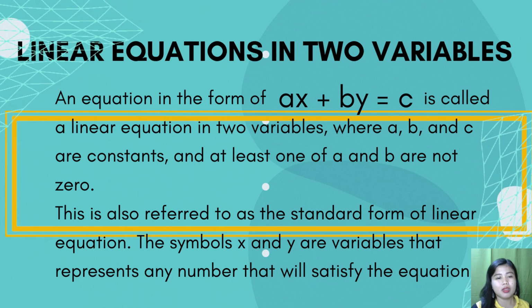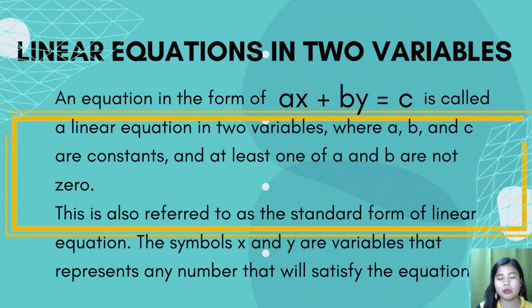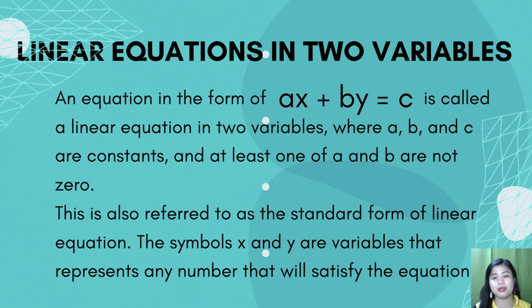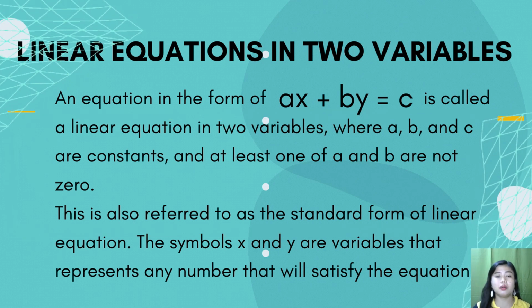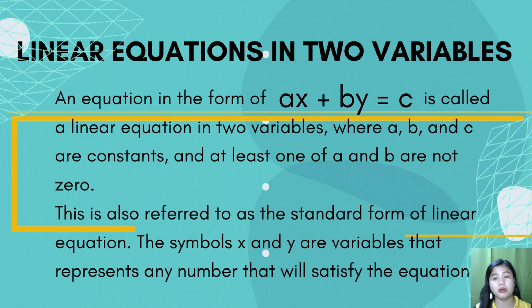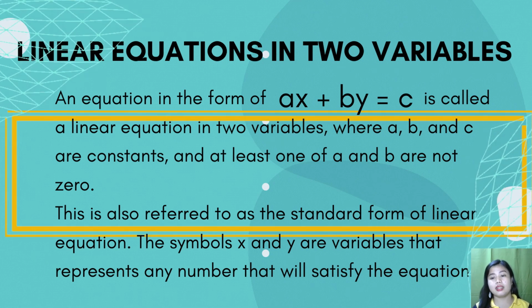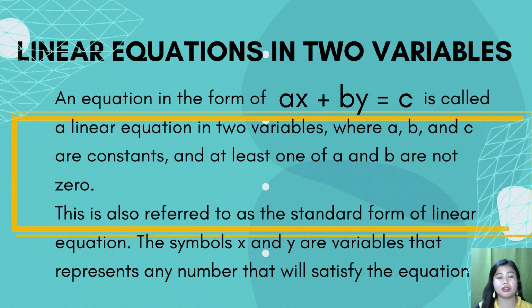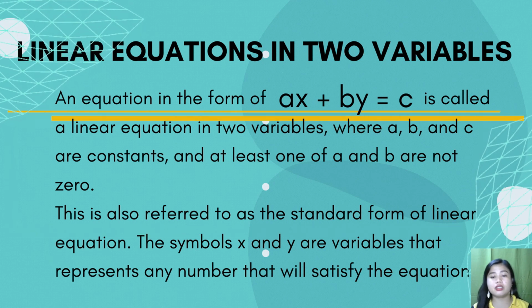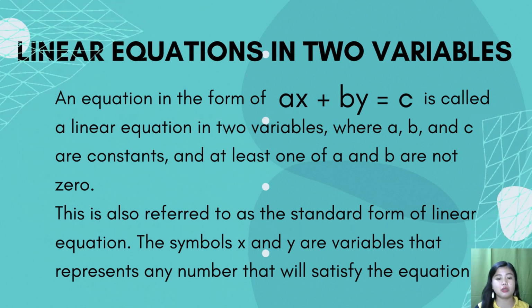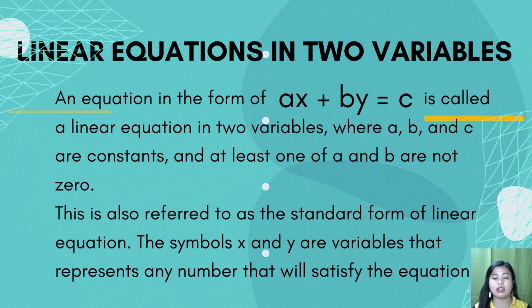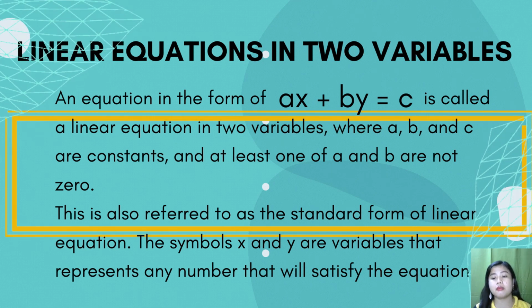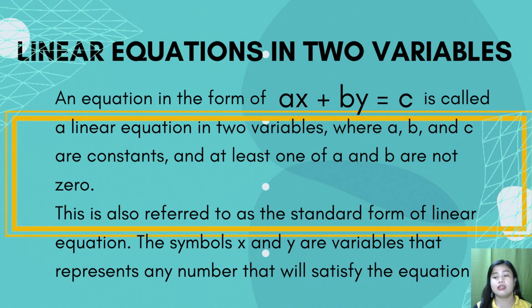Okay, next. Let's talk about linear equations in two variables. An equation in the form of ax + by = c is called a linear equation in two variables, where a, b, and c are constants and at least one of a and b is not zero. This is also referred to as the standard form of a linear equation. The symbols x and y are variables, and they represent any number that will satisfy the equation.